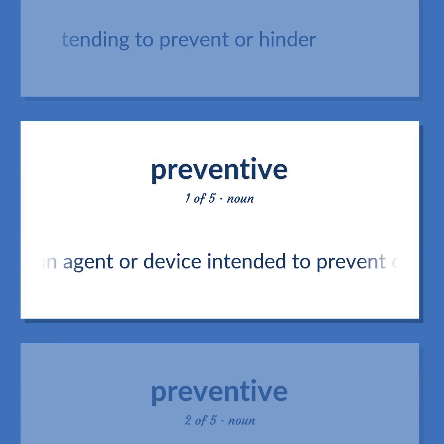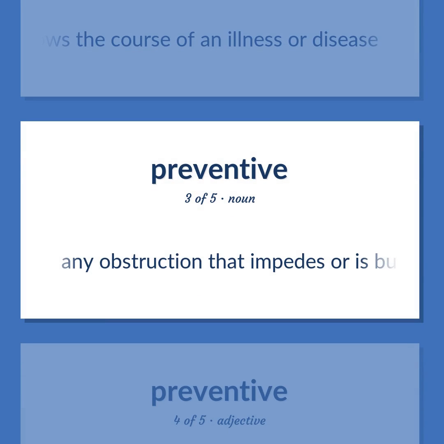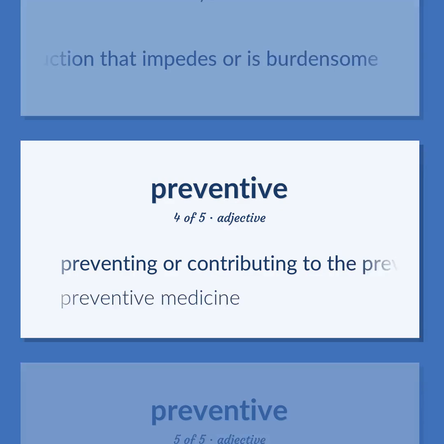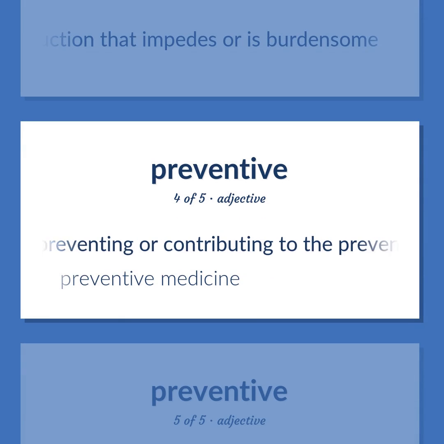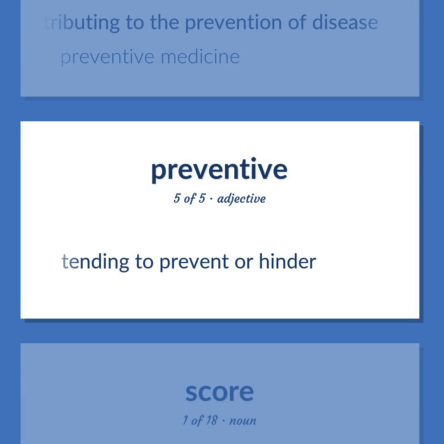An agent or device intended to prevent conception. Remedy that prevents or slows the course of an illness or disease. Any obstruction that impedes or is burdensome. Preventing or contributing to the prevention of disease. Preventive medicine. Tending to prevent or hinder.